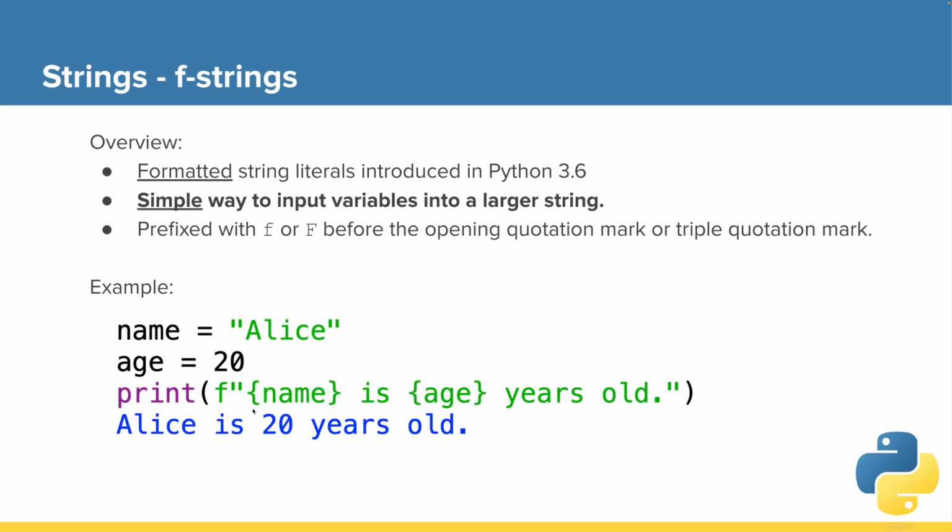And then within the string, we just include any variable we want inside of curly braces. So this will replace name, the variable name, with Alice, and the variable age with 20. And as we see, it prints this out here. Alice is 20 years old. So it's a very simple way to use these variables in a string.